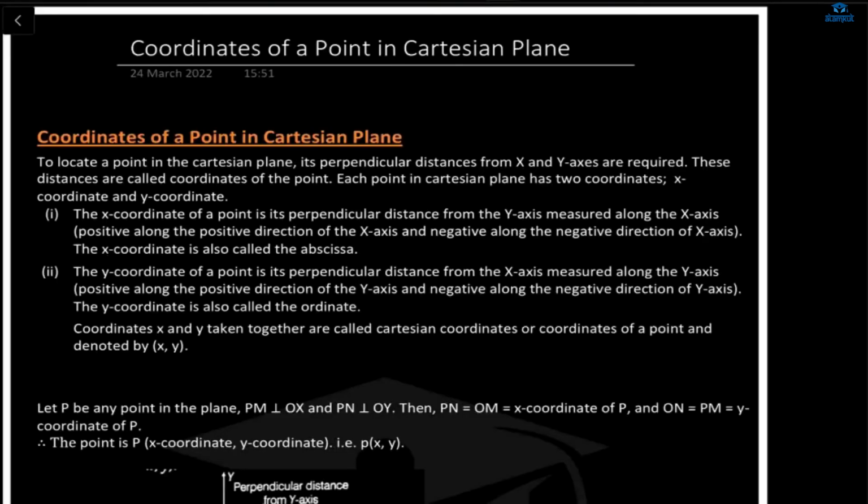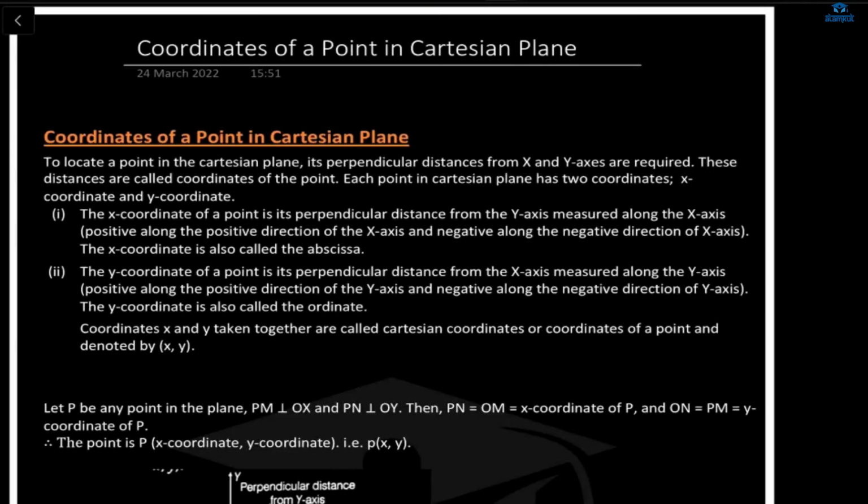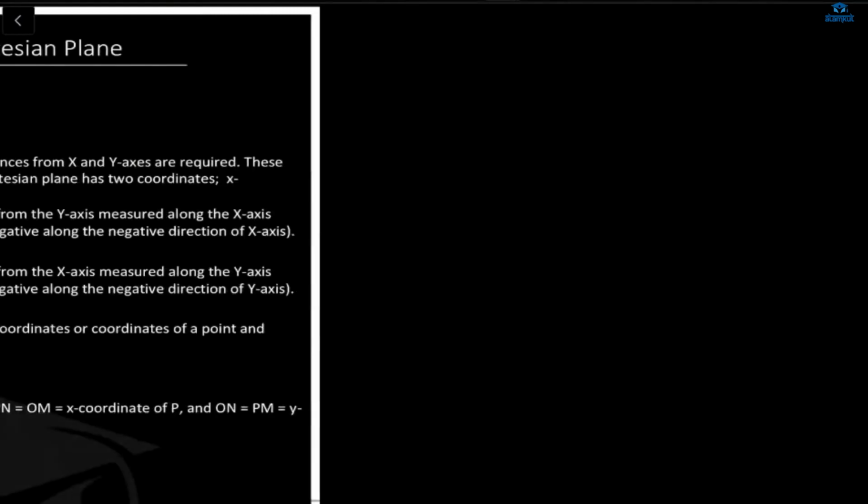Okay. Now, coordinates of a point in a Cartesian plane. That I told you. Coordinates. To locate a point in a Cartesian plane, its perpendicular distance from x and y axis are required. What is the perpendicular distance of that point from x axis and y axis? Just a minute.